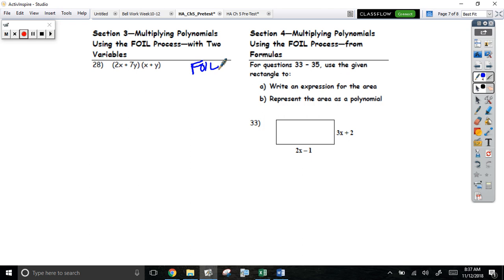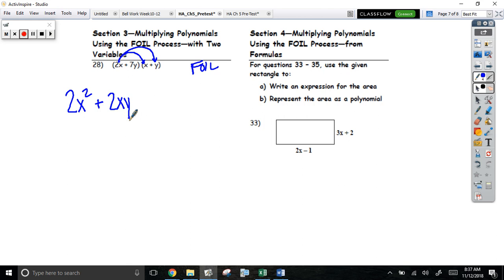So start with your first terms. 2x times x will get me 2x squared. Multiply your outer terms. 2x times y. So that will literally just be 2xy or 2yx. The order doesn't matter. I just usually do alphabetical.